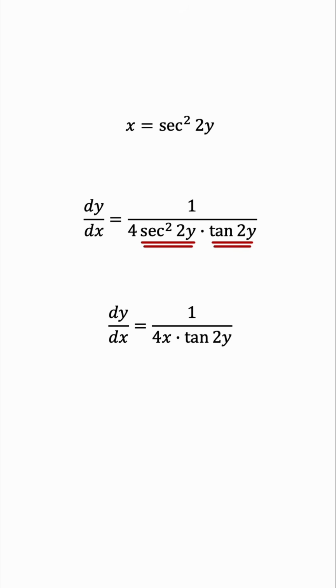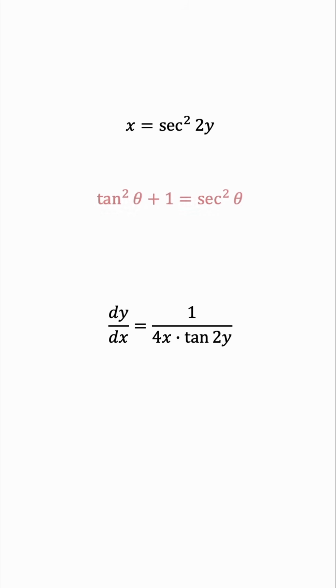Is there a relationship between tan and secant? Yes, we know the trigonometric identity tan squared theta plus 1 equals secant squared theta. In this case, theta is 2y, and we can solve for tan by taking 1 to the other side and then taking the positive square root. Notice that we know tan is positive because of the range of y given, so I did not care about the negative square root here.